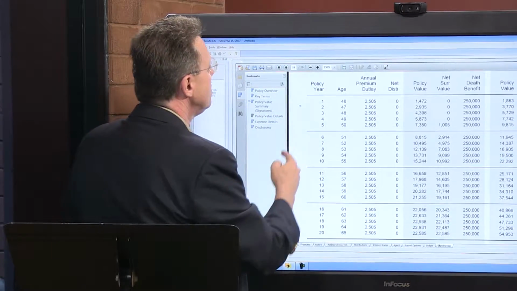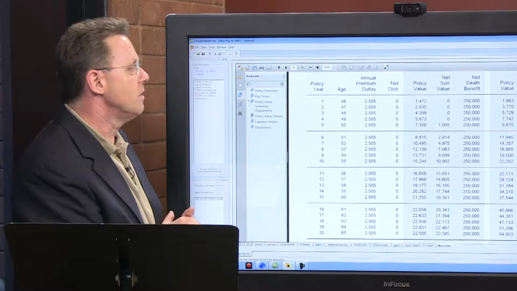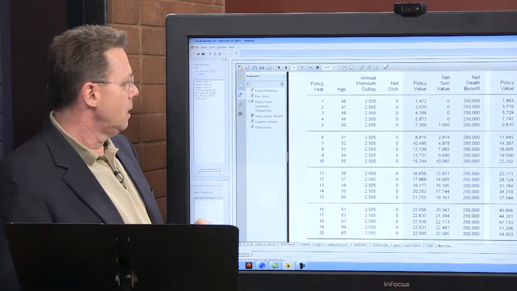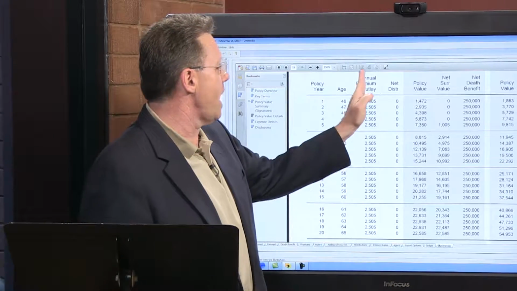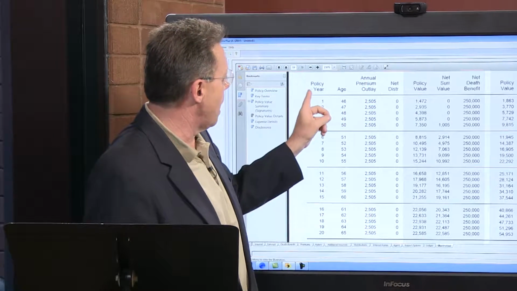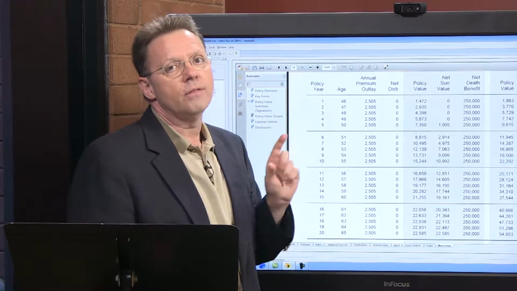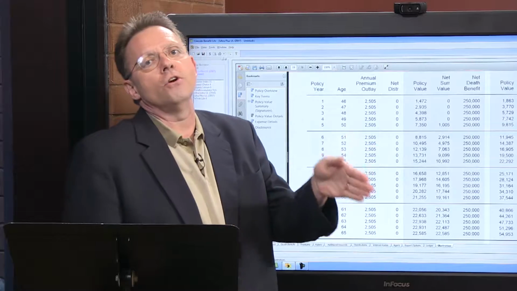Now, this is the physical illustration, and most of us have seen these before, so I don't want to bore you too much with this. I'm just going to touch on it a little bit. But it shows the client the annual outlay, the policy year versus the age of the client. Usually, these illustrations are showing end of year values.